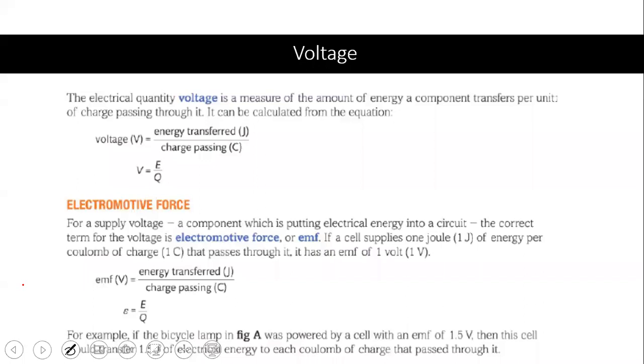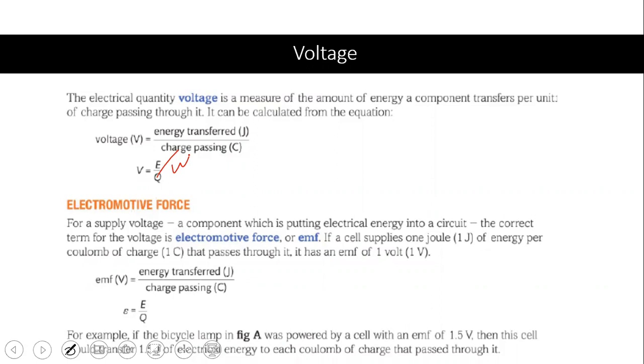Fine, that is simply defined as voltage. How much energy is being transferred per unit charge? The formula is simple. You calculate energy or work done and you divide it by the total charge. Whatever the total charge is, the energy being transferred or the work being done divided by the total charge should give you the voltage.